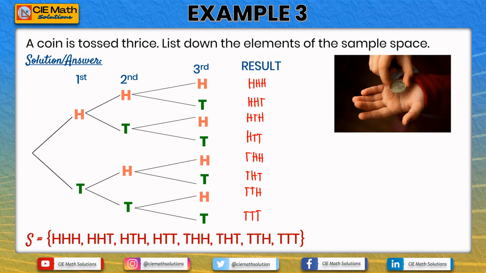Again, let us recheck the number of elements. 1, 2, 3, 4, 5, 6, 7, 8. There are 8 elements in the sample space.